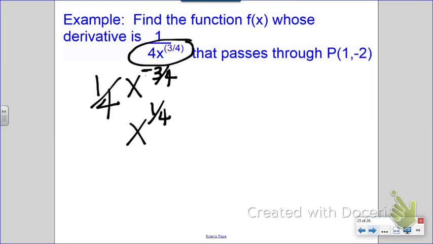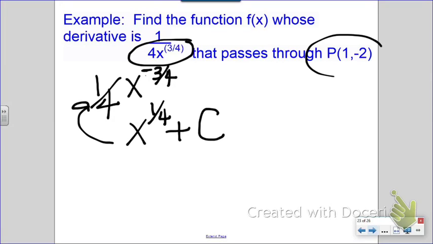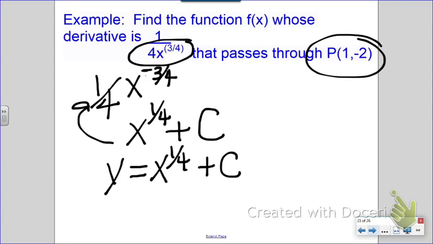Think about this now the other direction. If I take the derivative of x to the 1/4, it would be 1/4 x to the negative 3/4. Well, that's what we have right here. So this is going to have a big old plus C now, because we don't know the constant. To find the constant, I'm going to actually plug in this point. So I have y equals x to the 1/4 plus C. Plug in the point for x and y. Negative 2 equals 1 to the 1/4 plus C. And let's solve for C.